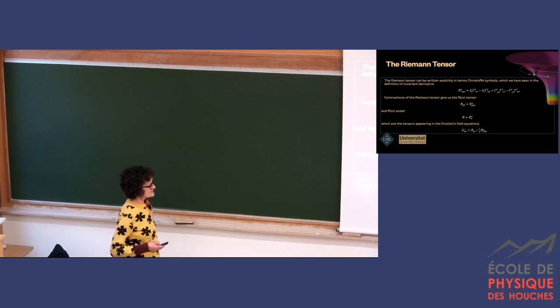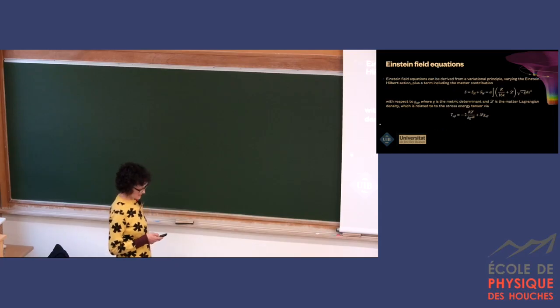So then you can contract two indices like here, and you get the Ricci tensor, and again you can contract further, and then you get the Ricci scalar. But everything comes from the Riemann tensor, sorry. And then you can build this other tensor here by combining these two guys. And this is exactly the left-hand side of the Einstein field equations.